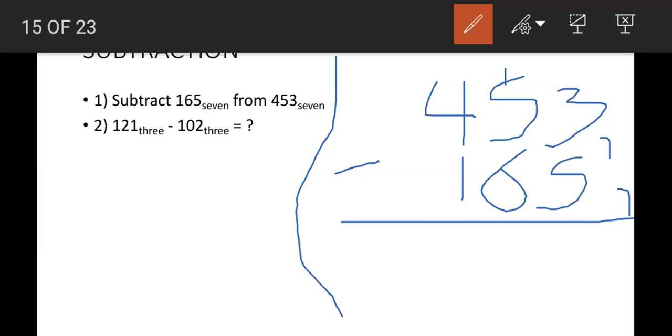Can you repeat that? Each time you borrow 1, the 1 becomes the base in which you are operating. So we are operating in what base? Base 7. So we borrow 1 from 5. The 5 remains 4. The 1 that we borrow becomes 7. So you will now add the 7 to 3. We now have 10. 7 plus 3 gives us 10. 5 subtract from 10 now, what would that give us? When you subtract 5 from 10, it gives us 5.